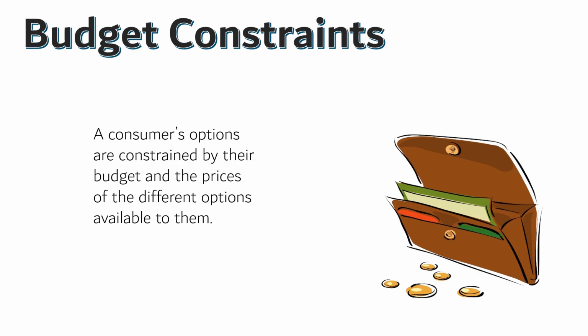People seek to satisfy their needs and wants. We're motivated to increase our well-being through consumption of goods and services, but we are limited by our ability to pay for those goods and services. A consumer's options are constrained by their budget and the prices of the different options available to them. We call this the budget constraint.